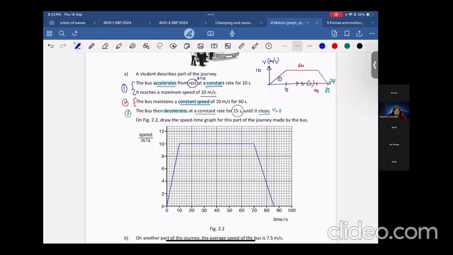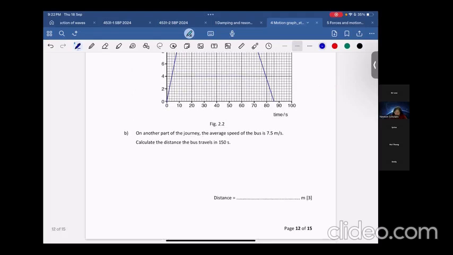No question, thank you. Next, on another part of the journey, the average speed is this. They ask you to calculate the distance traveled in 150 seconds. That means it's not related to this graph, it's another part. So can you do the calculation of how far it travels in 150 seconds? The speed is 7.5 meter per second. How far will the bus travel? Distance, how far does the bus travel?